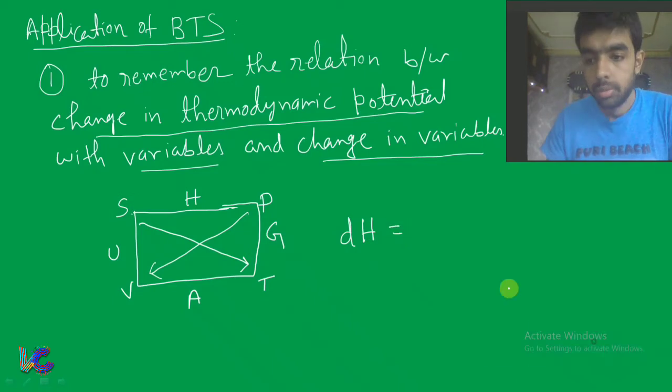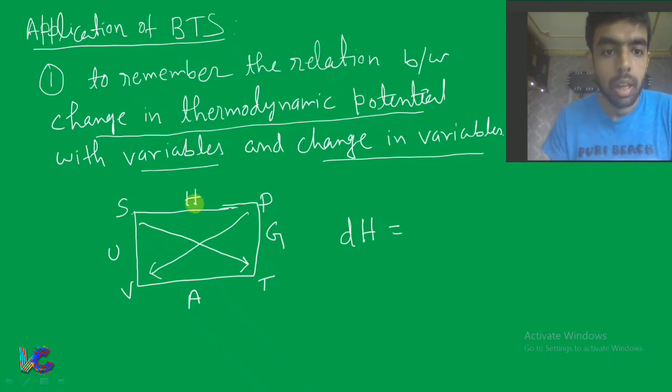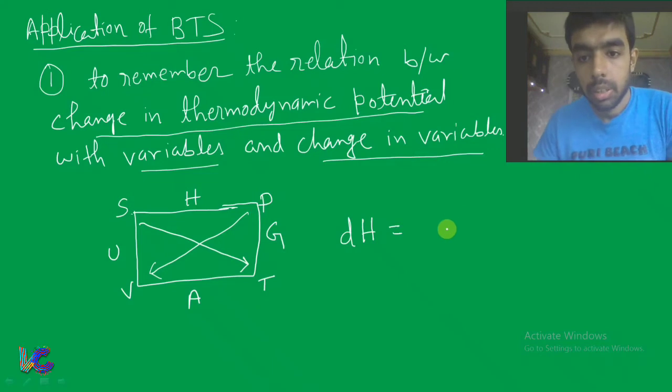To get the expression of dH, what we have to see? We have to see H. That means this H is in between which two variables? We have to see that. Now H is between S and P variable. That means you have to write here dS and dP.